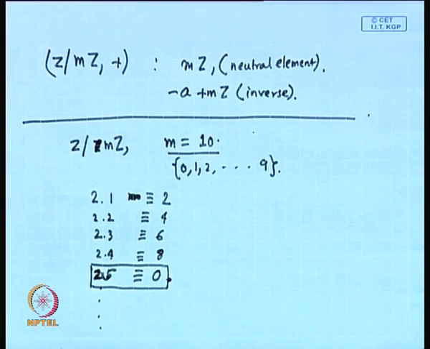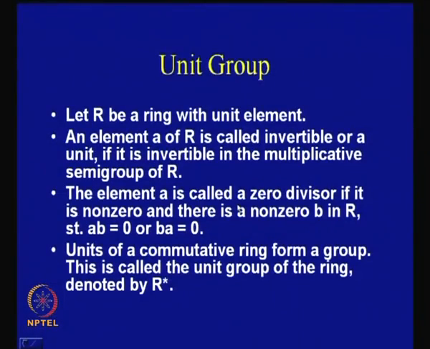Let us come back to this and see that the element A is called a zero divisor if it is non-zero, and there is a non-zero B in R such that A multiplied with B or B multiplied with A is 0. So this is an example to understand this particular aspect.